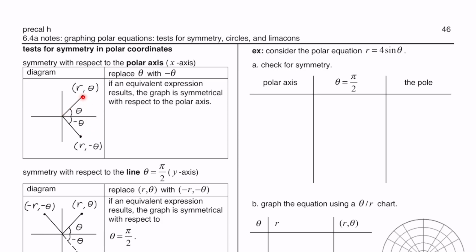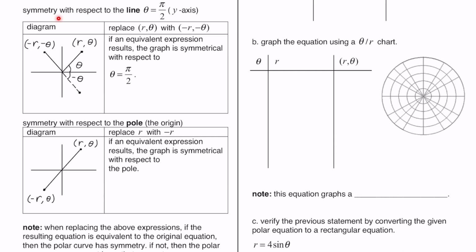You have r comma theta, which is this polar coordinate, and then when you replace theta with negative theta, it takes this point and reflects it down here because you're rotating down with your angle, still going out the same value r. And then you can see that this point has symmetry across the polar axis.